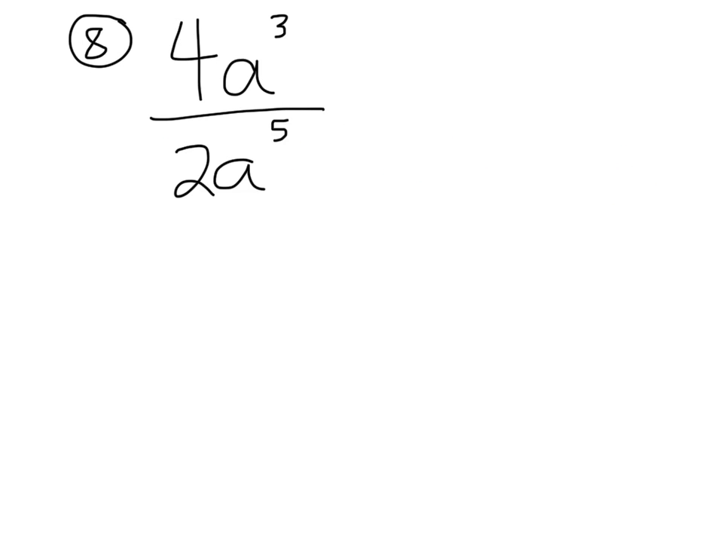Okay, the next question says 4a to the 3rd over 2a to the 5th. So I'm going to simplify. I need to do this 4 divided by the 2. That gives me 2.